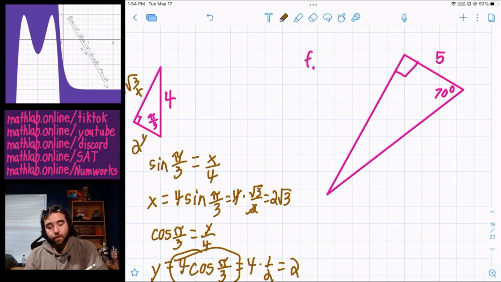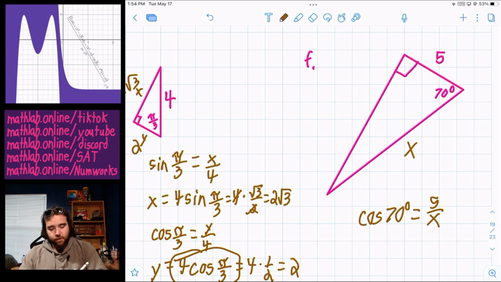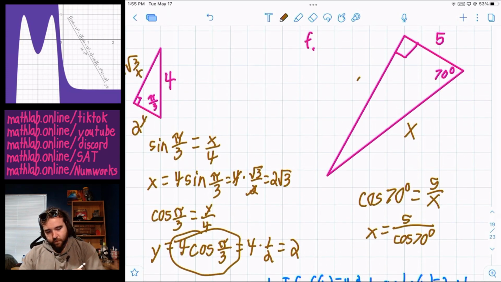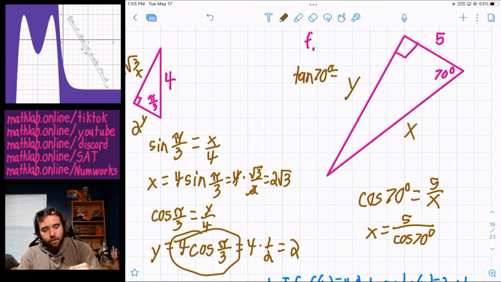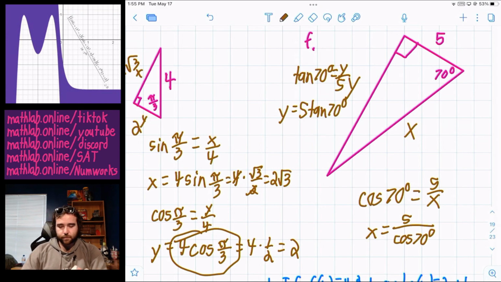So let's do the same stuff over here. Let's use cosine to find the hypotenuse. So let's say that the cosine of 70 degrees is 5 over x. So x is 5 divided by the cosine of 70 degrees. And we'll do a similar thing with tangent to find y. We'll say that the tangent of 70 degrees is y over 5. So y is 5 times the tangent of 70 degrees.